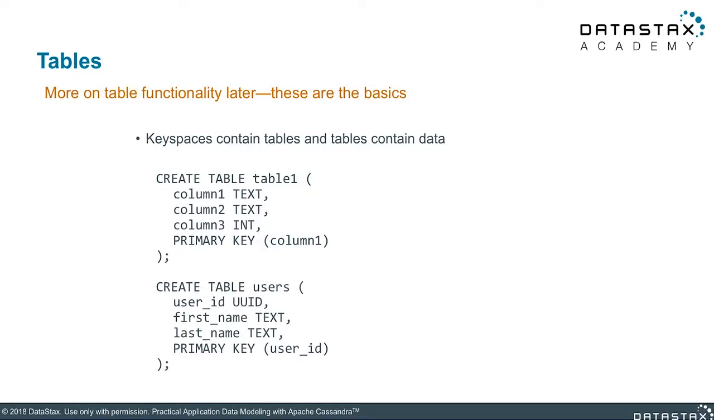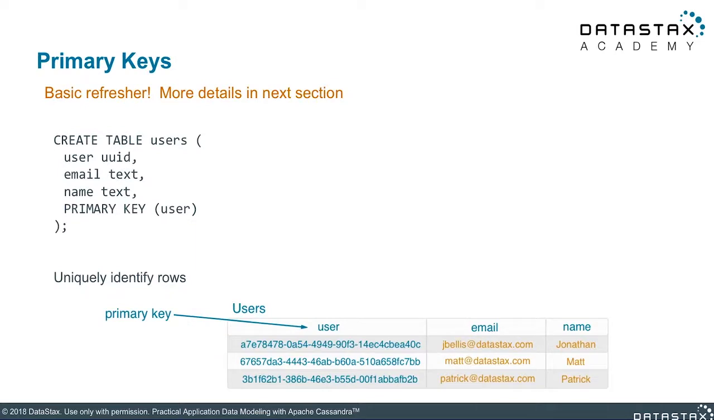Speaking of tables, let's take a quick look at the syntax for creating a table. This slide shows us the statements for creating two different tables. We'll review the details of the specific syntax in a bit, but for now, just remember that keyspaces contain tables, and tables contain our data. One thing you may note is that every Cassandra table has a primary key. As with traditional relational data models expressed in SQL, Cassandra primary keys uniquely identify rows of data. In this example, we see a UUID used as a primary key to uniquely identify each user in our users table.